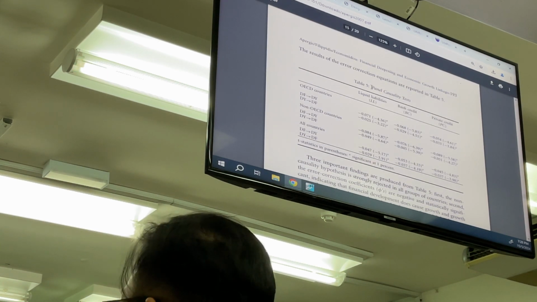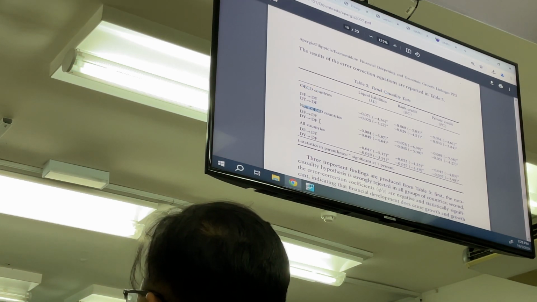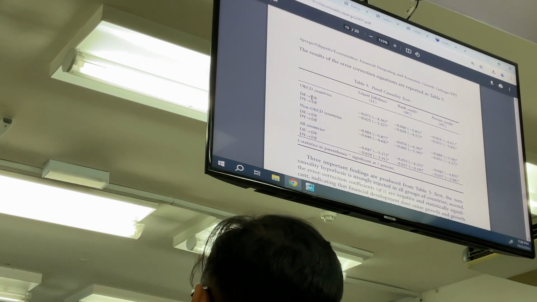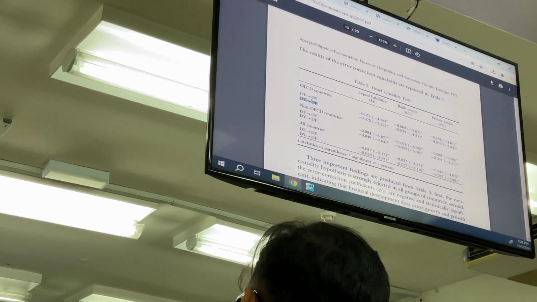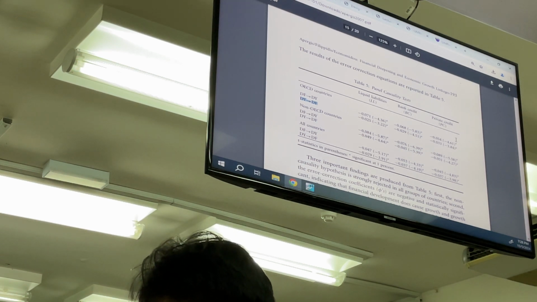And then they will report the panel causality to study, for these three different groups, OECD, non-OECD, as well as all the countries, whether the direction goes from one variable to the other, or the other way around, or whether they have a bi-directional relationship, based on the panel causality test.